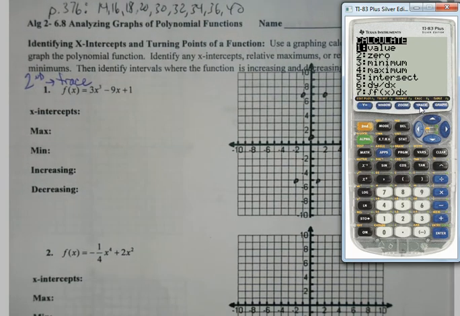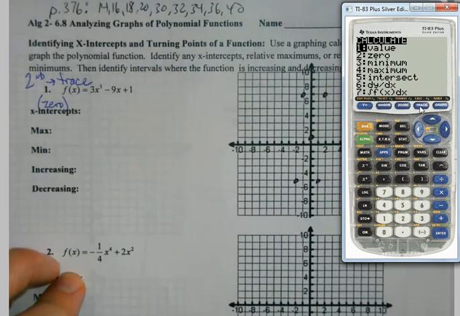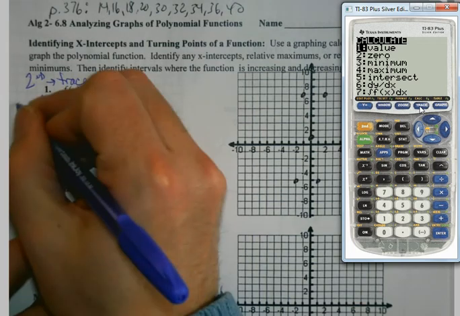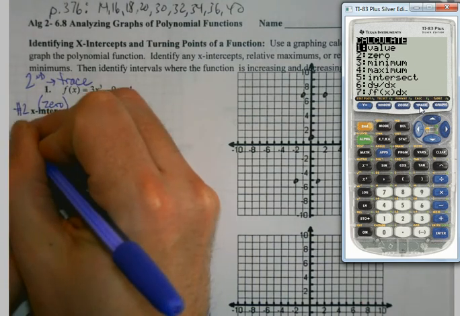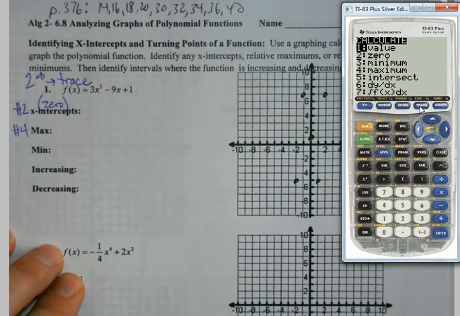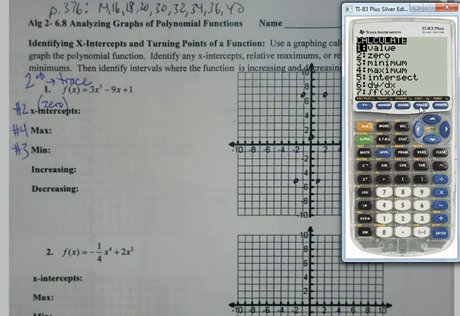The only question is going to be, which one of the buttons am I hitting? If I want an X-intercept, which has another name, 0, I will be picking choice number 2 when I'm looking for those. When I'm looking for a maximum, I will be picking choice number 4. And when I want minimums, I will be picking choice number 3. But for right now, I want to find my zeros. I want to find my X-intercepts. So I'm going to go down to 0 here. I'm going to hit enter.